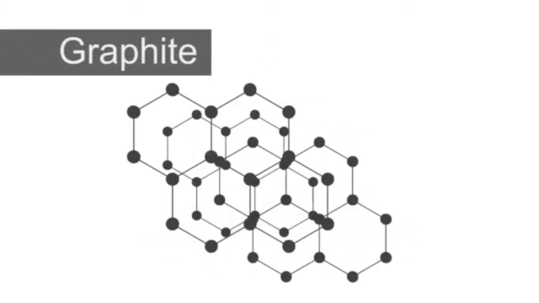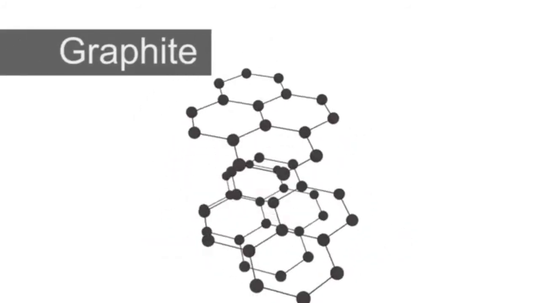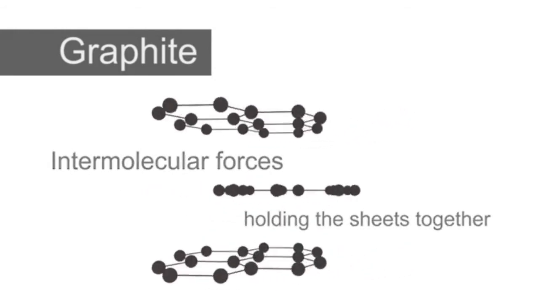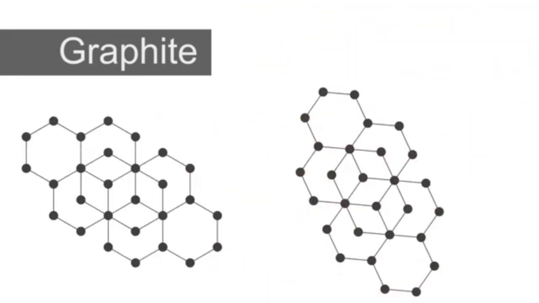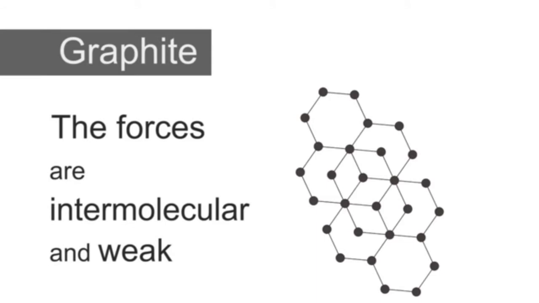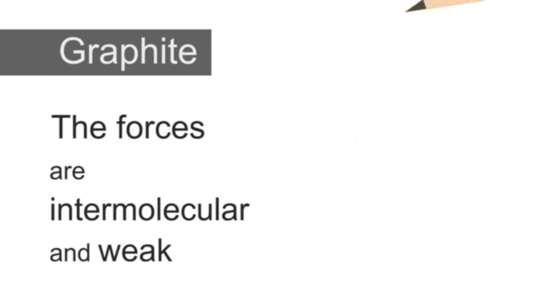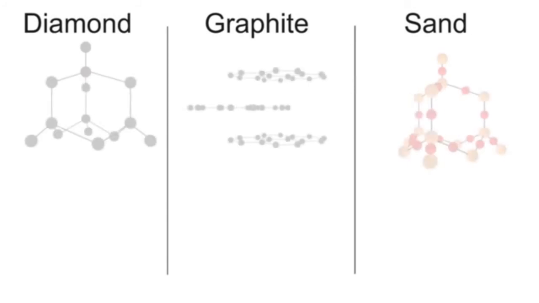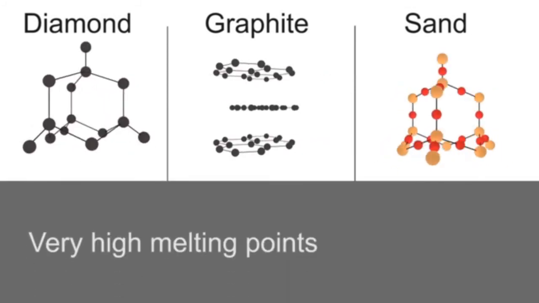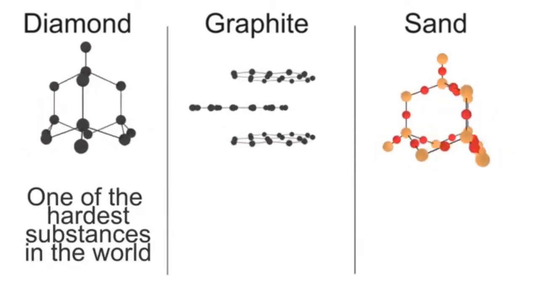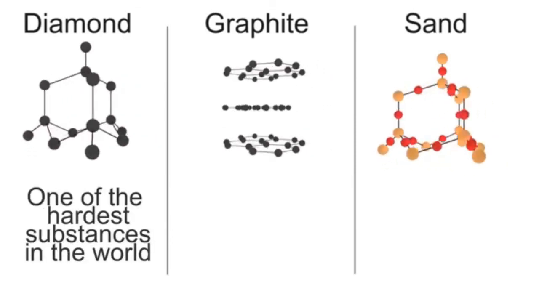In graphite, the carbon atoms are arranged in hexagonal sheets and have intermolecular forces holding these sheets together. These layers peel away when our pencils make a mark on paper, because the forces holding the layers together are intermolecular and are quite weak. So when you are writing with a pencil, you are actually transferring sheets of carbon. Seeing as all of the atoms are joined by covalent bonds, these materials have very high melting points. Diamond is one of the hardest substances in the world, but graphite is quite soft.